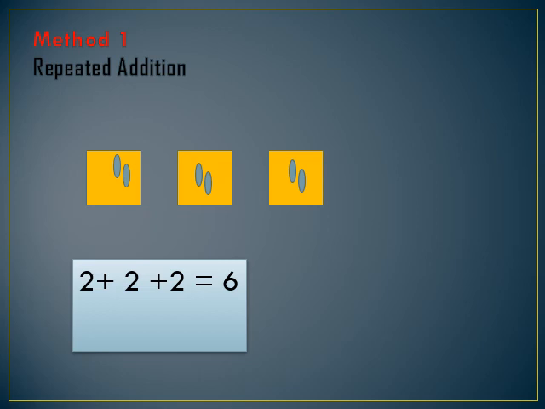Here we add the number of eggs in each of the box. Let us do it. 2 plus 2 plus 2 is equal to 6. So there are 6 eggs in all. Look, here we repeatedly added 2 3 times to get the answer.